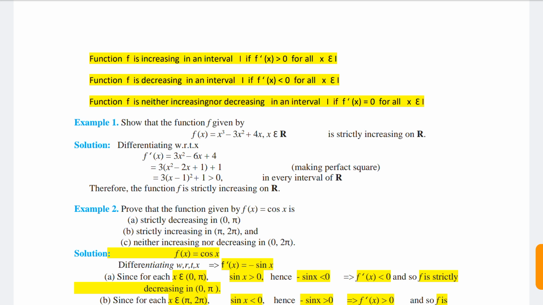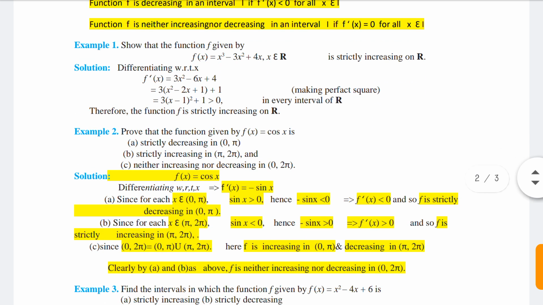This method is called the general method. Now another example in which we are using application of derivative. We can also solve this question with the help of application of derivative, but this is another method for finding increasing function without using derivative.